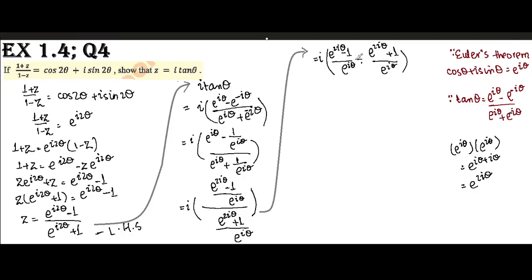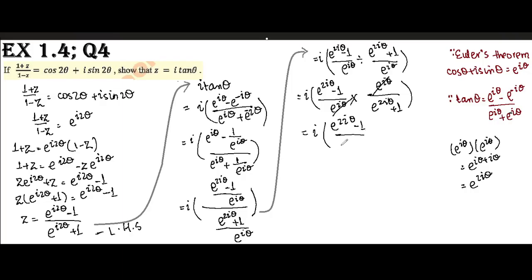Now we are going to change this division sign into multiplication, and for that we have to take the reciprocal. So we get i into (e^(2iθ) - 1)/e^(iθ), now multiplied with e^(iθ)/(e^(2iθ) + 1). Now these two are cancelled and we get i into (e^(2iθ) - 1)/(e^(2iθ) + 1).